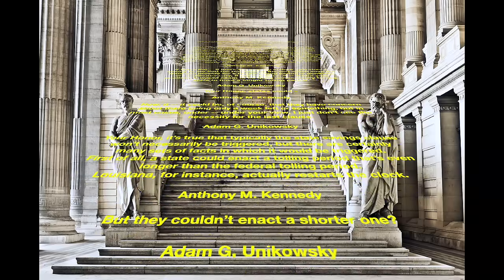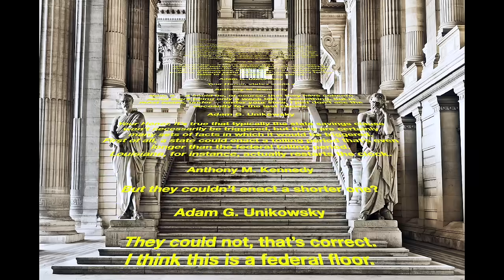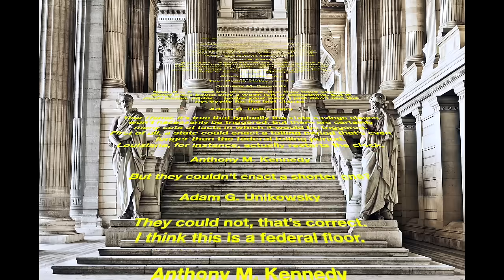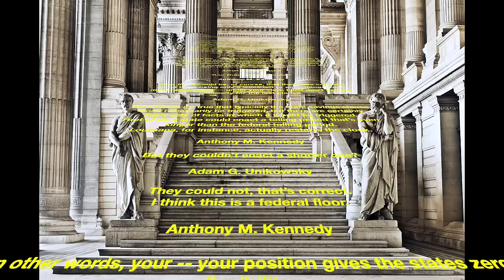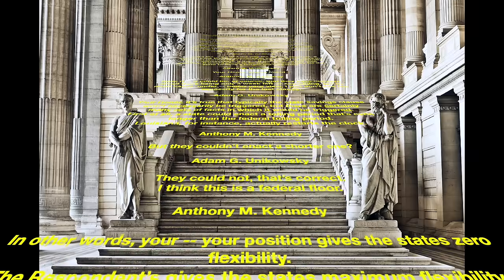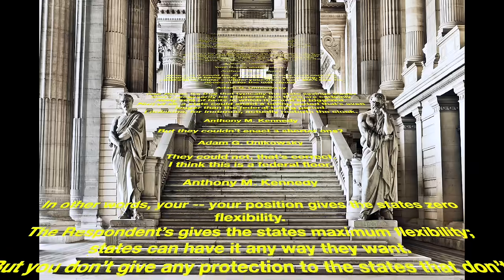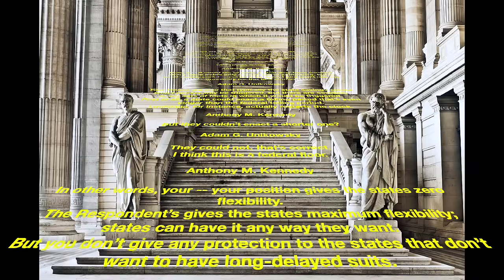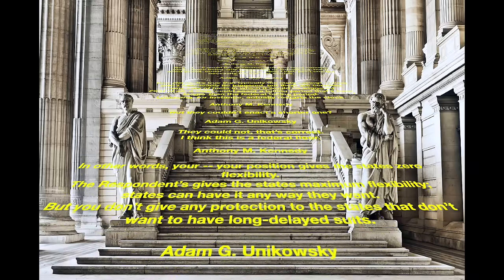First of all, a state could enact a tolling period that's even longer than the federal tolling period. Louisiana, for instance, actually restarts the clock. But they couldn't enact a shorter one. It could not. That's correct. I think this is a federal. In other words, your position gives the states zero flexibility. The respondents give the states maximum flexibility. States can have it any way they want, but you don't give any protection to the states that don't want to have long delayed suits.